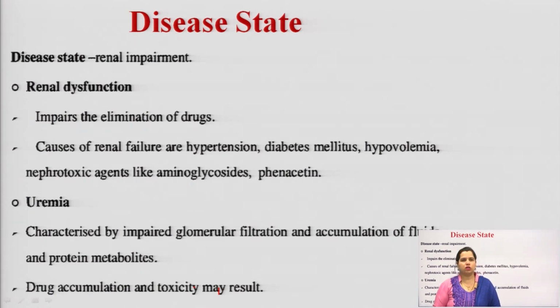The next condition is uremia. It is also a renal impairment. Uremia is a condition characterized by impaired glomerular filtration and accumulation of fluids and protein metabolites, which causes renal dysfunction. Drug accumulation and toxicity may result. If the kidneys are not functioning properly, that may interfere with drug clearance and may cause toxicity.